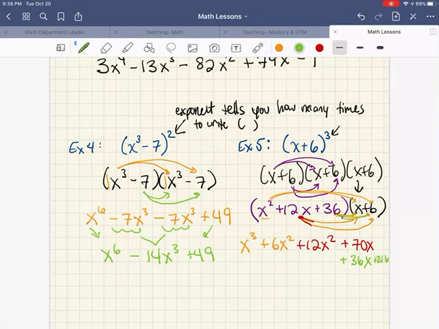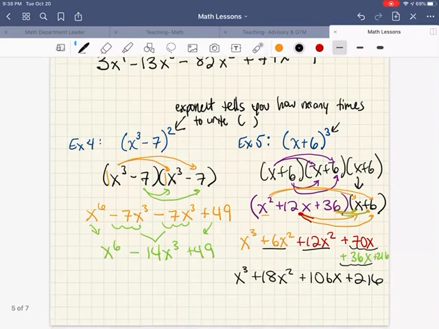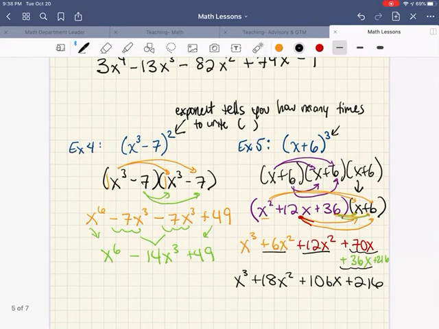Plus 216. Again, when I'm looking for my like terms, I make sure to give different types of underlines. So I'll give a straight underline to those and a squiggly to those. And now I combine like terms. So x to the third plus 18x squared plus 106x plus 216. Okay, we're almost through. So pause it, write it down if you want to break this up so it's not too confusing.